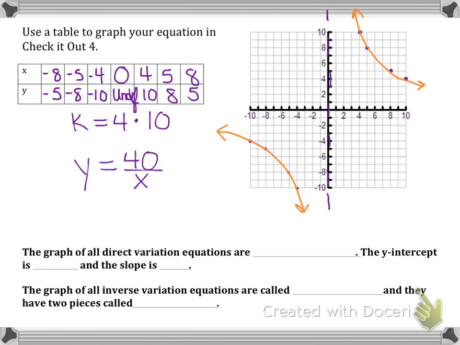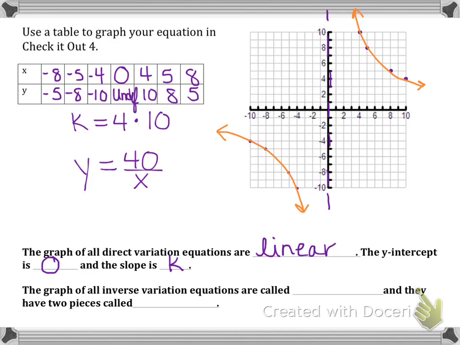The last thing I'd like for us to do is a little summary of what we know about our graphs. The graphs of all direct variation equations are linear, just like our equation that we graphed. Also, like our equation, our y-intercept is always going to be 0, and our slope is going to be our k value, or our variation constant.